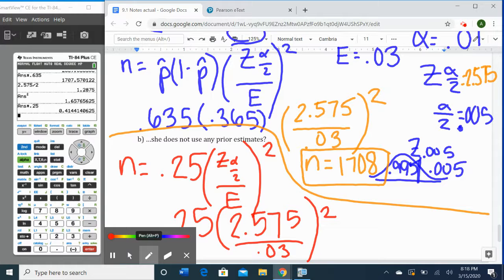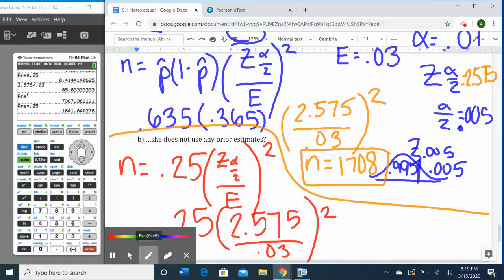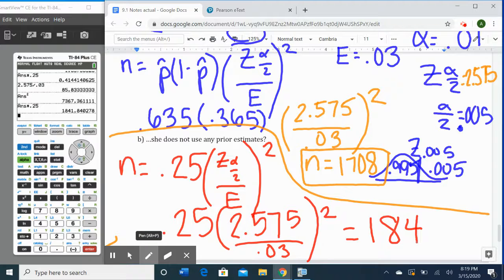I did something wrong. What did I not do? Oh, I divided by 2, not by 0.03. So let's see, 2.575 divided by 0.03 is equal to that, squared is equal to that, times 0.25 is equal to 1,841. That makes more sense. So 1,842 is what I'll round up to as my sample size required.